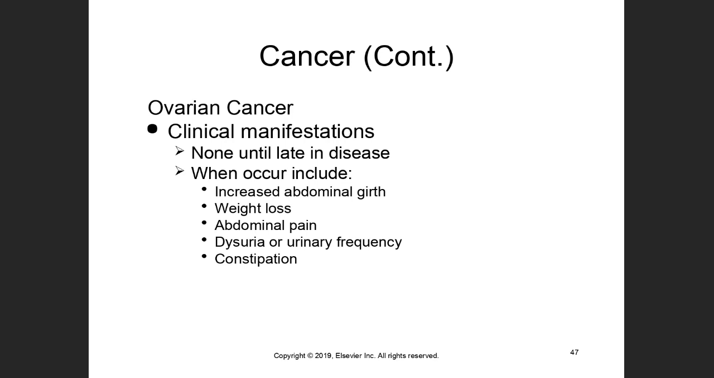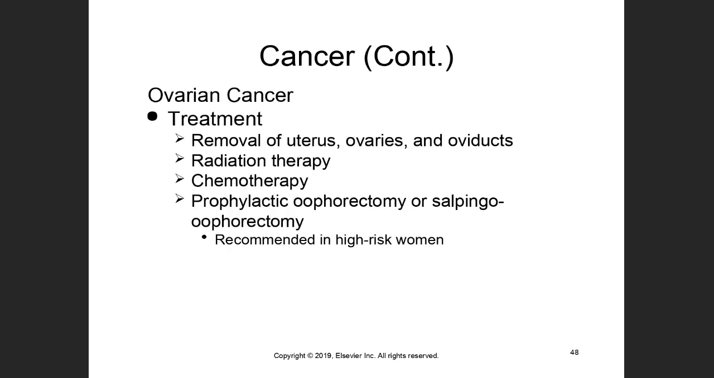Omentum cake is metastasis to the omentum. The omentum is like fat that we have in the abdominal cavity. When cancer produces metastasis to the omentum, it's called omentum cake. Treatment: removal of the uterus, ovaries, and oviduct, radiation therapy, chemotherapy, prophylactic oophorectomy or salpingo-oophorectomy. Oophorectomy is removal of the ovary. Salpingo-oophorectomy is removal of the fallopian tube with the ovaries.